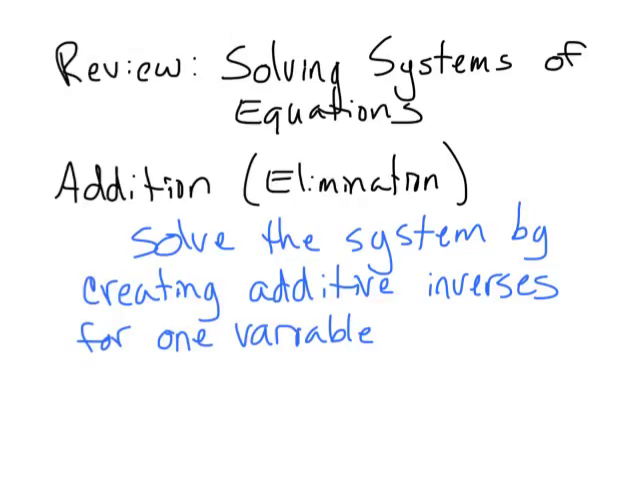So the goal of this one, when you're solving using addition, is you solve the system by creating additive inverses for one variable. Because once you do that, you can add the equations together and that variable will add to 0, leaving you with one equation and one variable. From there you can solve and then use back substitution to solve for the other variable.